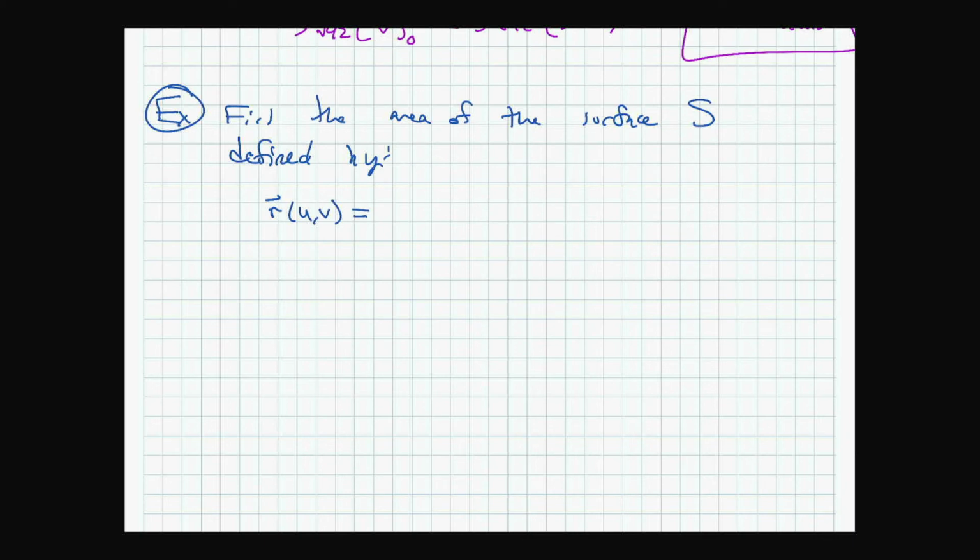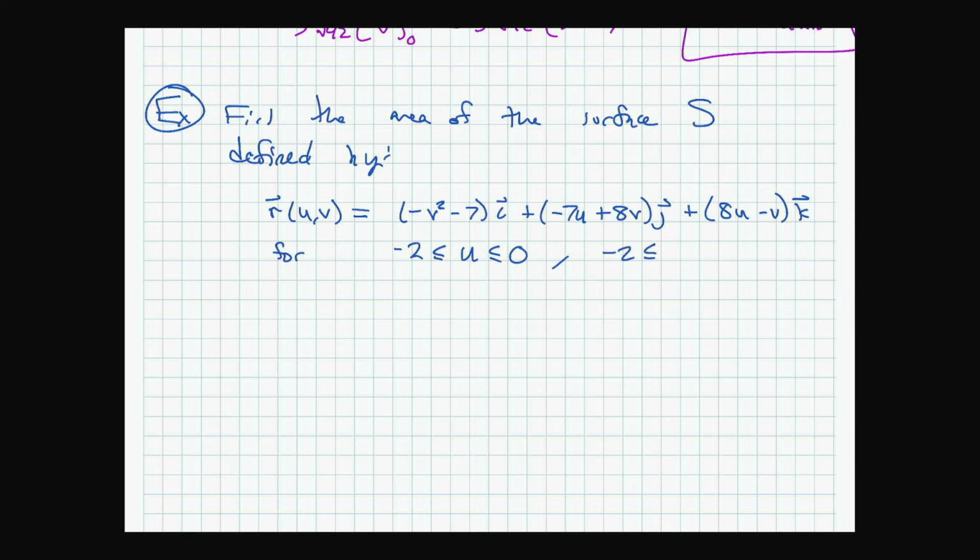equals, what do we got? Negative v squared minus 7 i plus negative 7u plus 8v j plus 8u minus v k. And they say negative 2 less than u less than 0, negative 2 less than v less than 3.